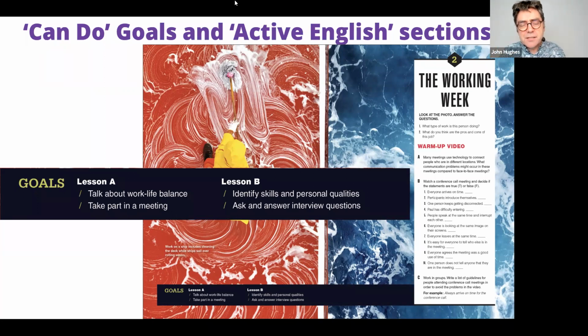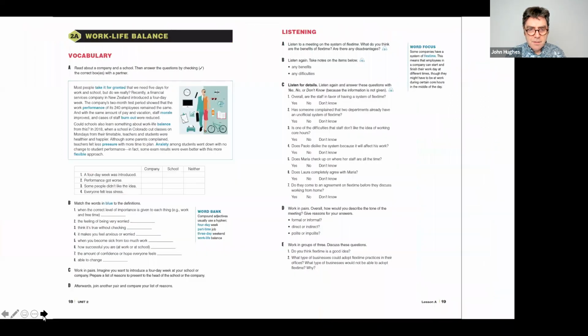So let's take you through a lesson in the unit so you can see. Remember the goals in lesson A are to talk about work-life balance and to take part in a meeting. So students would do a warm-up video. I'll talk a little bit more about the warm-up video later. But then they turn the page, which I'm trying to do on the screen. There we go. You turn the page and you get the vocabulary page, and that introduces the vocabulary that students are going to need to talk about work-life balance. It gives them useful phrases, useful vocabulary.